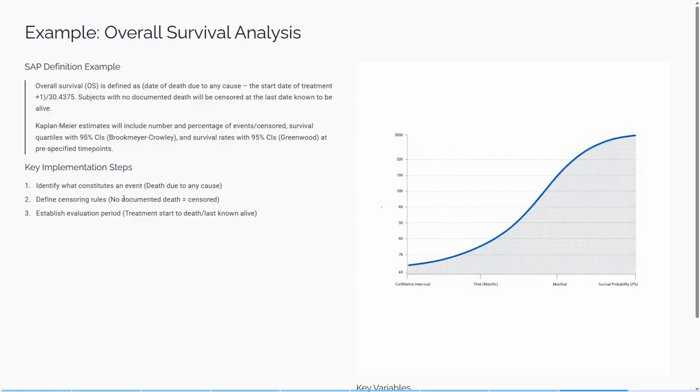The key implementation steps: identify what constitutes an event, death due to any cause; define censoring rules, no documented death equals censor; and establish the evaluation period, treatment start to death or last known alive.